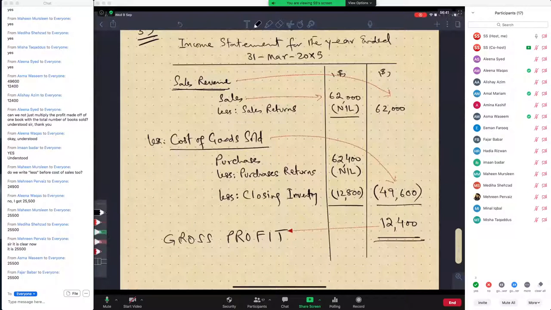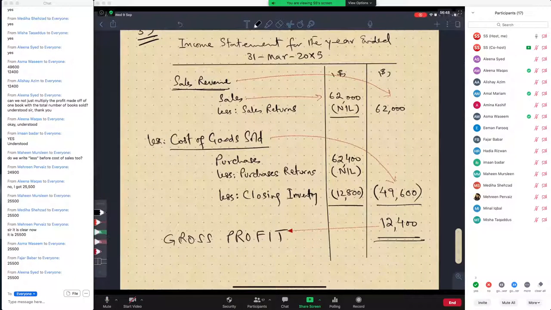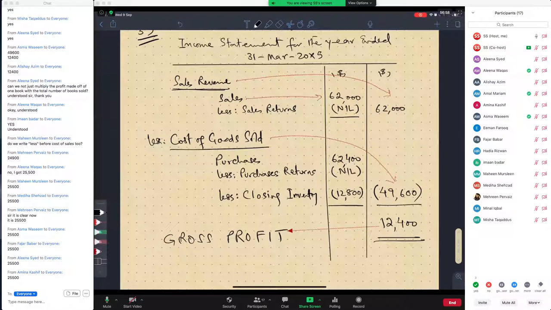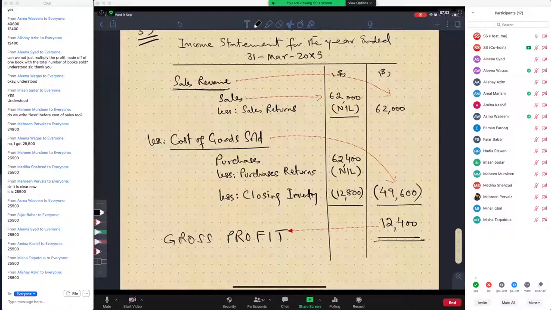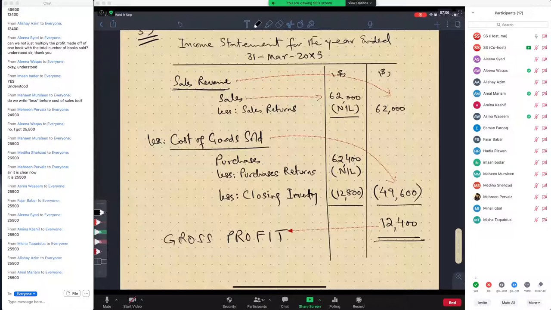So now we have a confirmed answer. It's page number 368. Alina Sayed also got 25,500. Excellent. And on page 368, where we have the printed answer, it also says 25,500. So excellent work. Very good. So if you're done and you have $25,500 as your gross profit, please leave a green check on the feedback window.